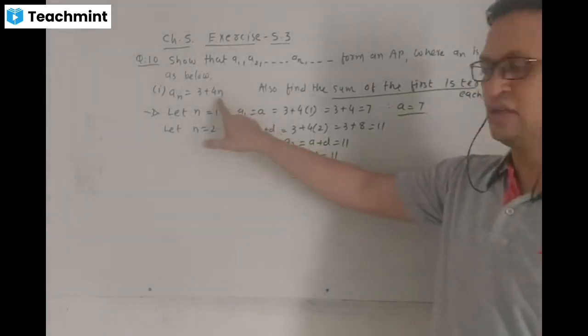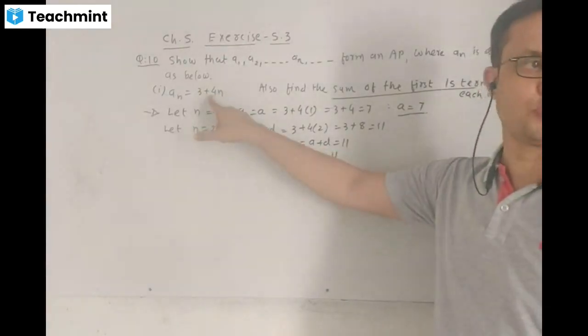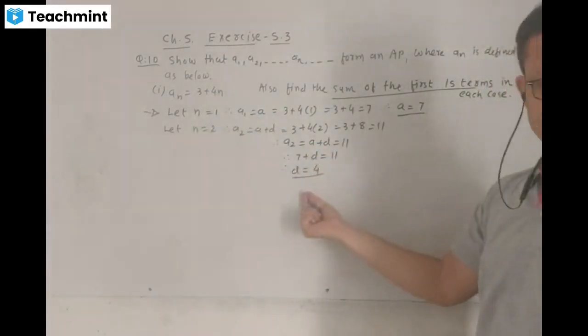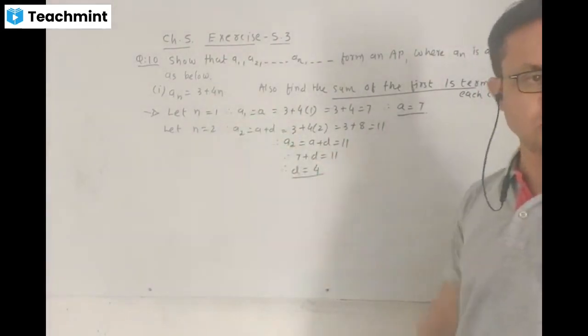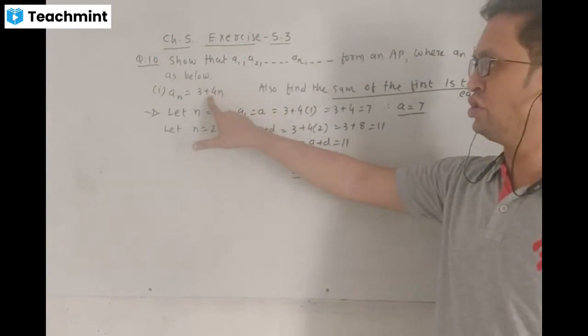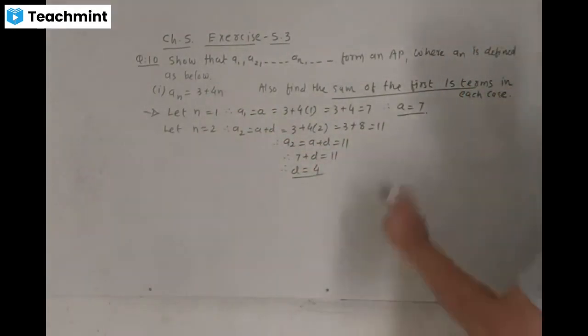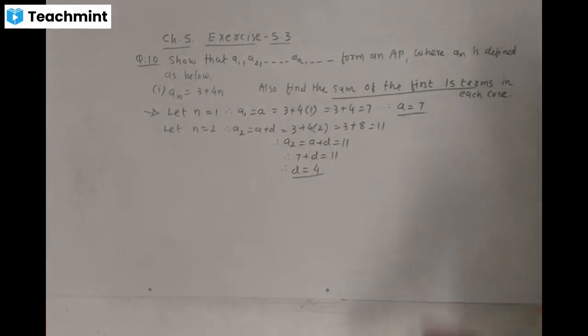We can find it directly from here also. What is the coefficient of n? It is positive 4. Therefore, d is equal to plus 4. It can be found directly from the question itself. The coefficient of n is positive 4. Therefore, the difference is equal to 4. Okay. And here a is equal to 7, d is equal to 4.